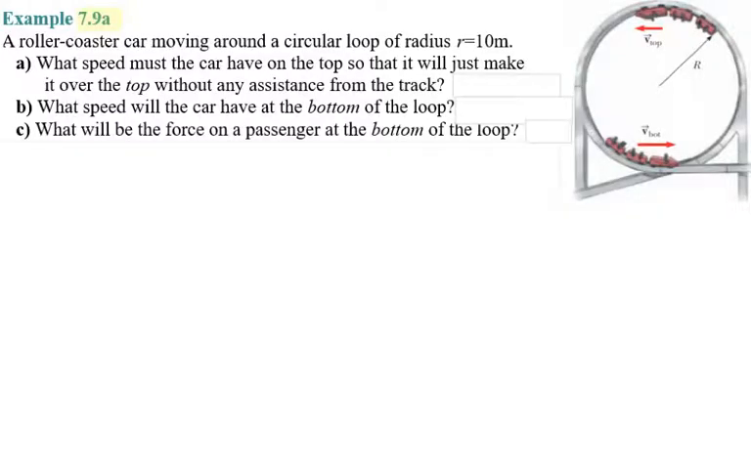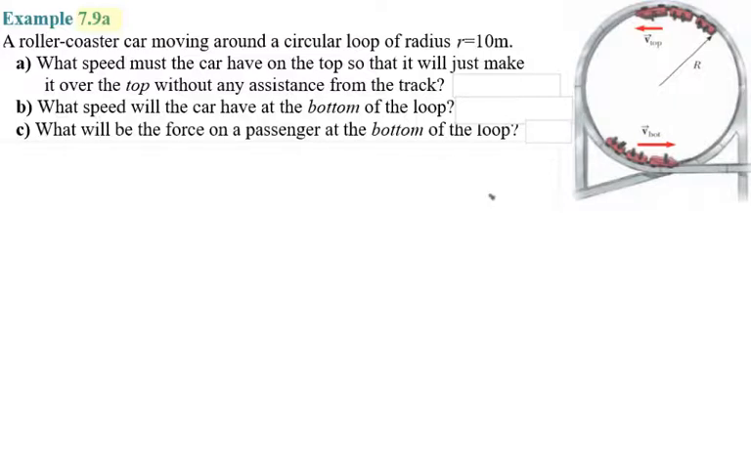Here's one more question I want to look at with you. A roller coaster car moving around in a circular loop of radius 10 meters. What speed must the car have at the top so that it will just make it over the top without any assistance from the track? That means that the car at the top has to have normal force equal to 0 acting on it. And then what speed will the car have at the bottom of the loop? And what will be the force on the passenger at the bottom of the loop?